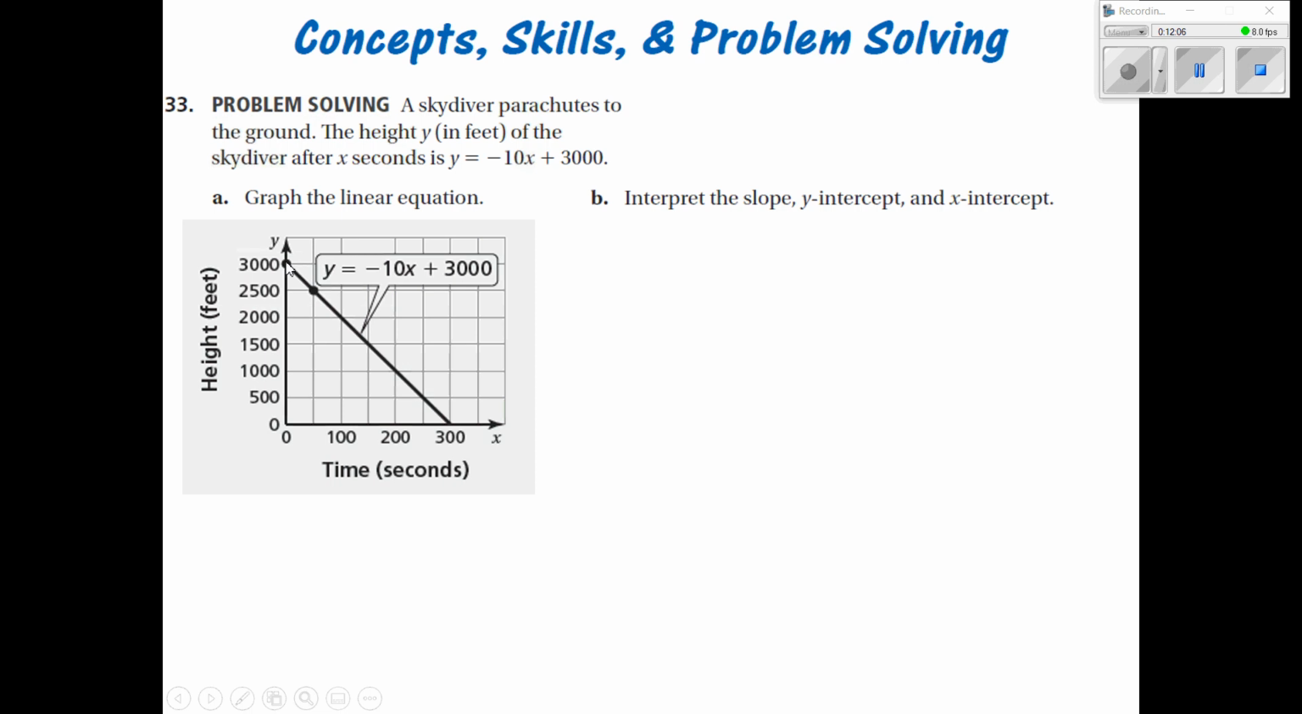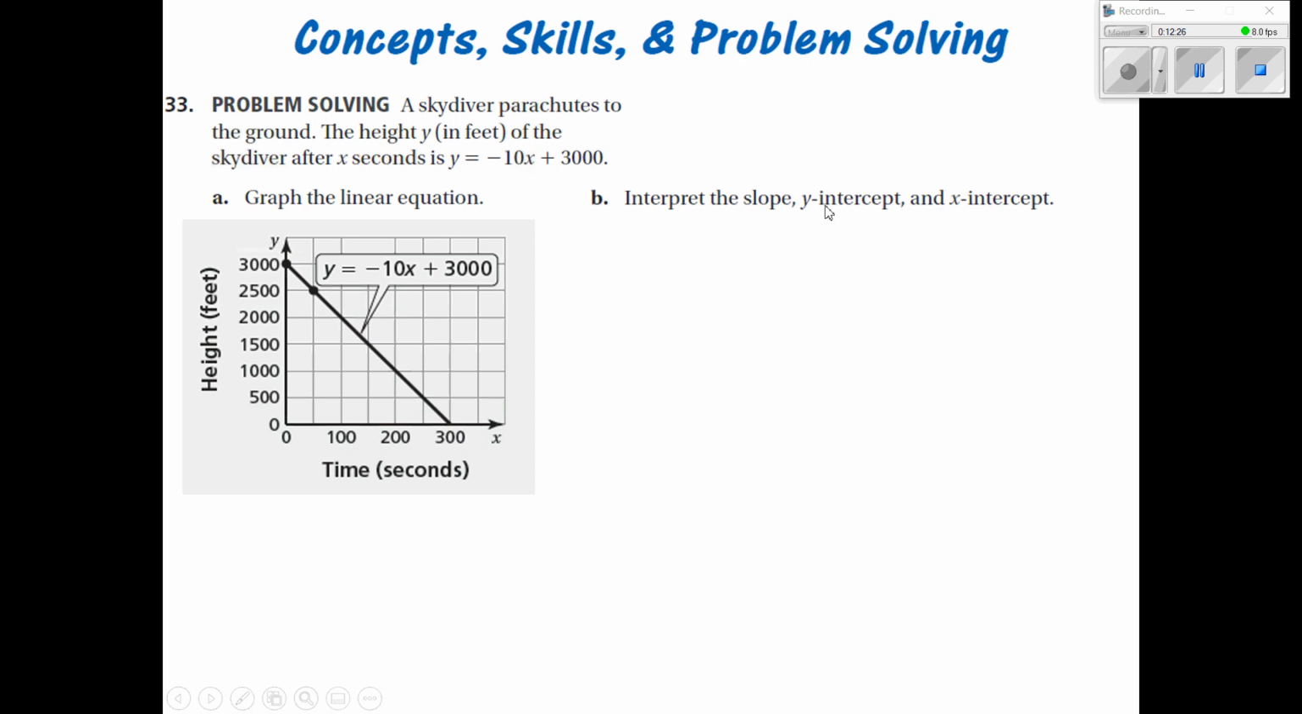So you can see here, I start at 3,000. I go down 10 and over 1. By the time that I get to 50, that means I'm going to be going 500 feet down. And that's why they have this in increments of 500. And I'm going to keep doing that until I hit 300, because let's face it, I can't go any further down than when I hit the ground.